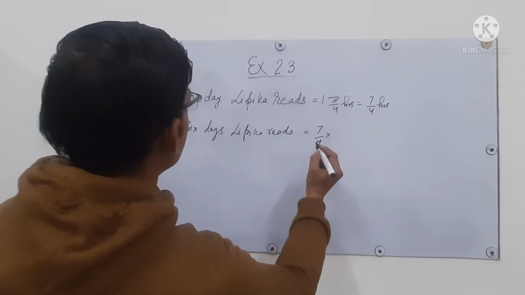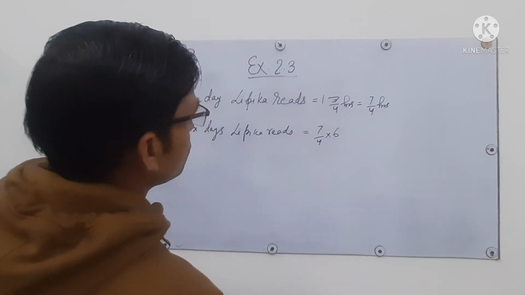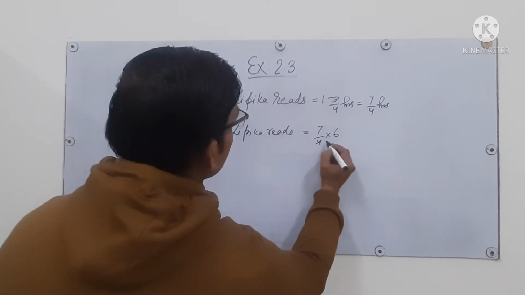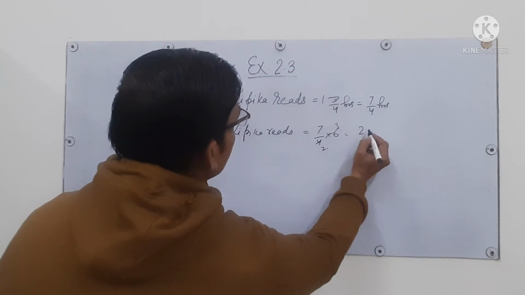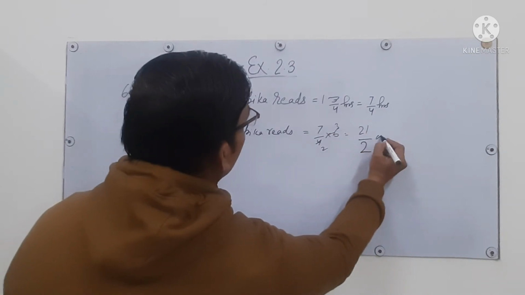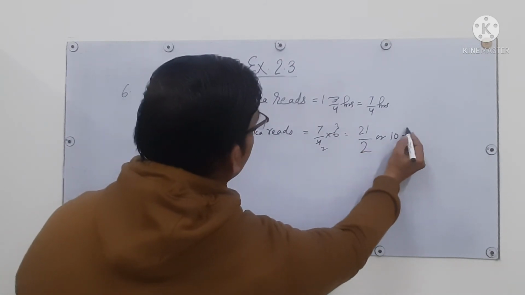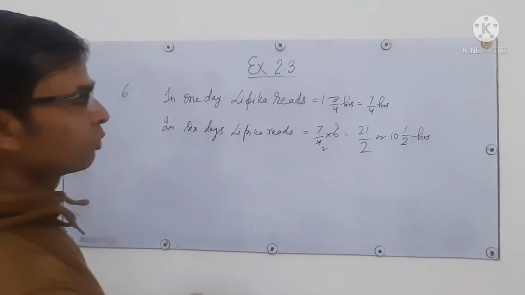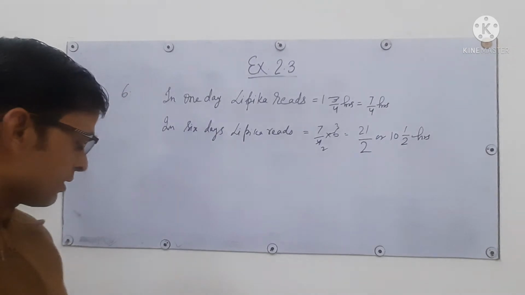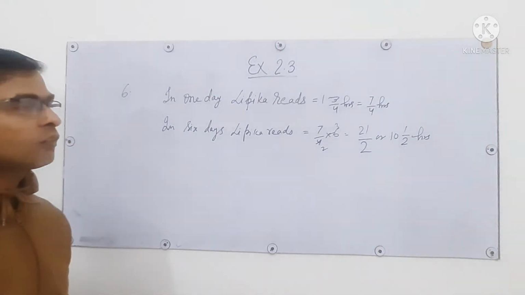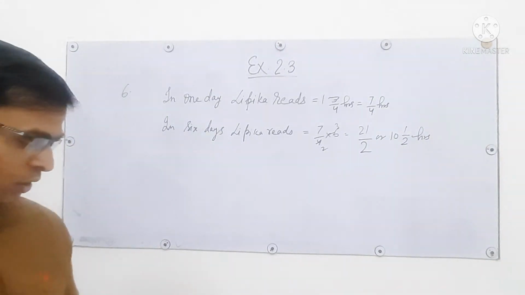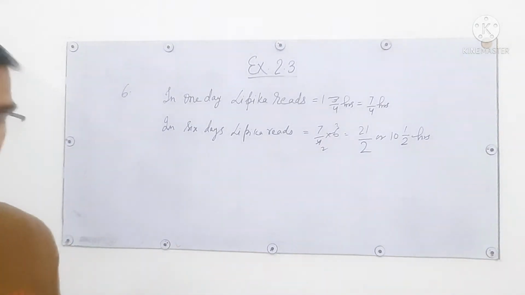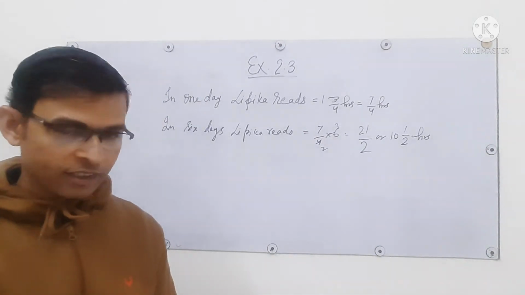We have to just multiply it by 6. So what will be the solution? It will be 21/2, or we can write here as 10 1/2 hours. So you can see how easy these questions are, and you just note from here, these are very easy questions. Now we will try to solve question number 7.